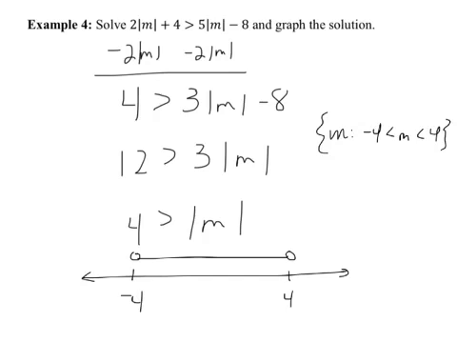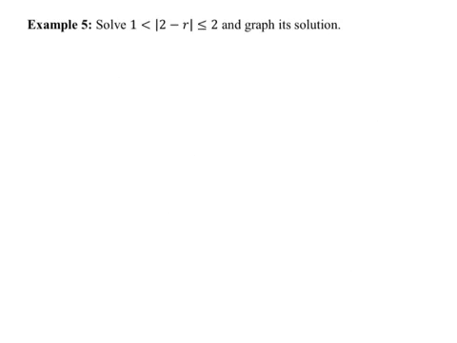4 and negative 4. So number 5 says solve 1 less than absolute value of 2 minus r, which is less than or equal to 2, and graph its solution. The thing we want to notice right away is that this is clearly an and statement because we have something in between here. So we have two things going on. Let's break them up just to see what that is.